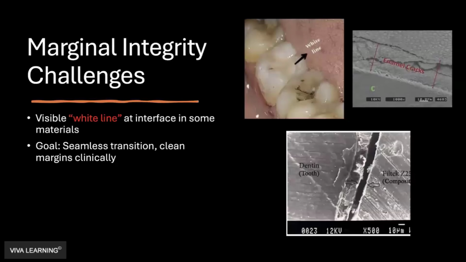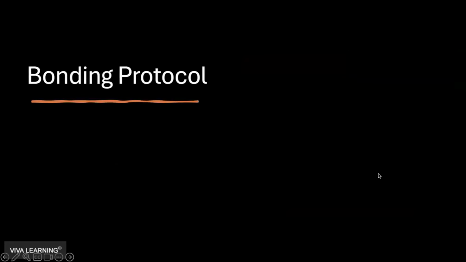And basically, what you want is a seamless transition, and not this. You don't want that. So let's talk a little bit about bonding protocol, because we cannot talk about composites if we don't talk about all of this. There are so many brands of composites out there. They are all very similar. What matters is if you know how to place them, if you understand the composite. So let's talk a little bit about bonding protocols.